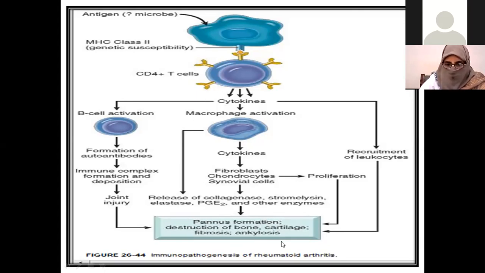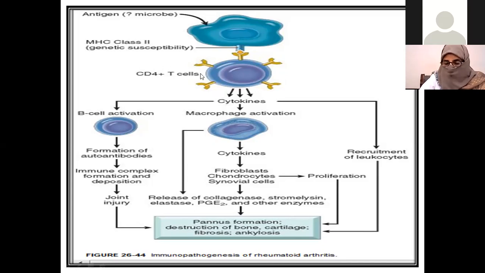मैं आगे भी discuss करूँगी. Okay, this is one part of how the T cells activate the release of cytokines and cause macrophage activation. What happens simultaneously? They cause the B cell activation. Okay, the antibodies which are produced in the body are actually not produced by the T cells; they are produced by the B cells. So this B cell activation causes the formation of antibodies, and they form complexes in the joint and cause joint injury.